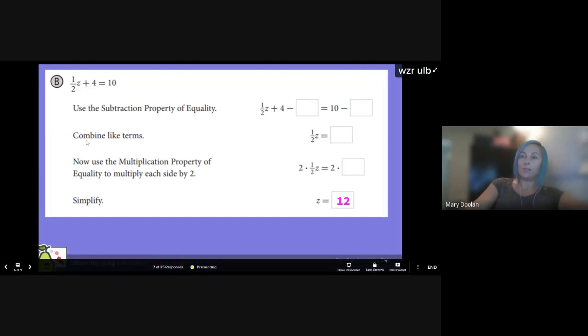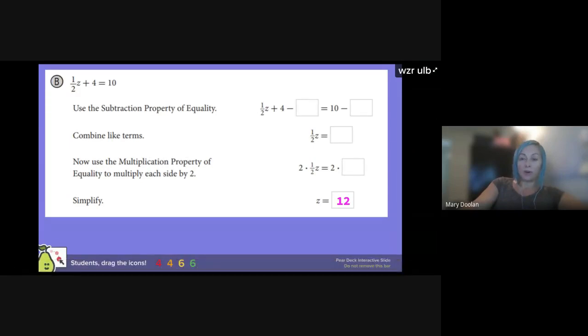After that, you're going to combine like terms. So we have 1/2 z equals. You're going to drag something into this box. And then the very last box, you're going to drag something into. All right, there's 4 empty boxes. There are 4 numbers at the bottom. Go ahead and drag those numbers into the boxes where you think they go. This is an interactive slide, so you're going to need to go to your Pear Deck slide tab, your Pear Deck tab. That's what I'm trying to say.